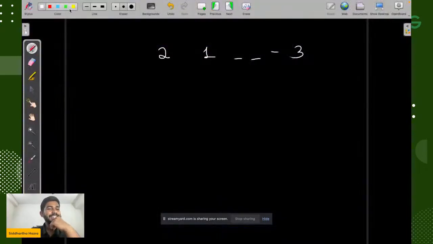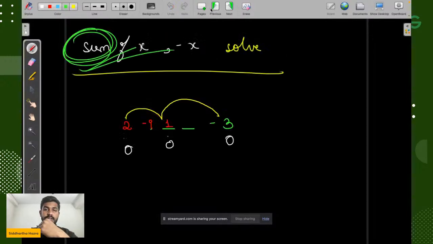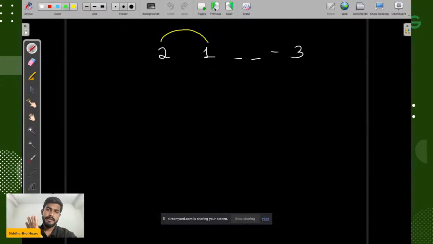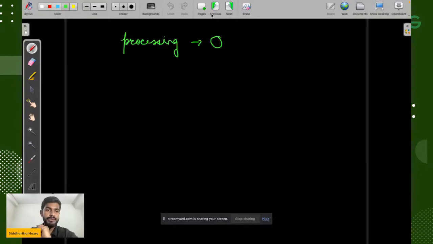So, see, 2, 1, and -3. I understand this. Now suppose I'm processing this path. If I'm processing 2 and then 1, then till this point this is not a loop condition. When I am currently processing this, I would assign 0, since it is not yet defined. Simple enough, in the recursion.